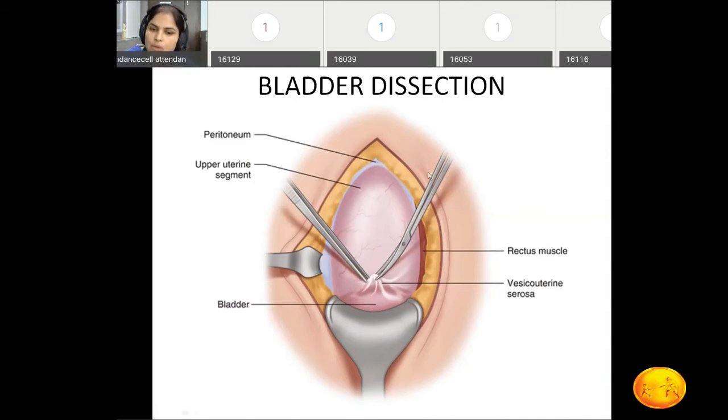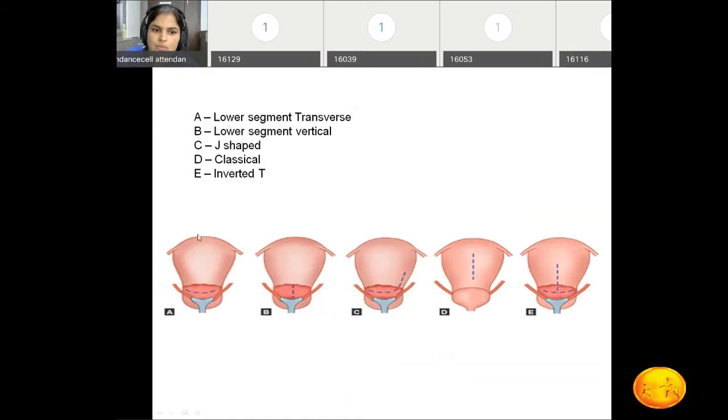Once you open the peritoneum, you insert your retractors. So this is the uterus and this is the bladder. So this is the uterovesical fold. Most of the time, you are unable to see this during the cesarean section. So this is the uterovesical fold, and this is how we cut it, and then we separate it. You separate the bladder from the uterus, and then you push the bladder down. So this is what you get.